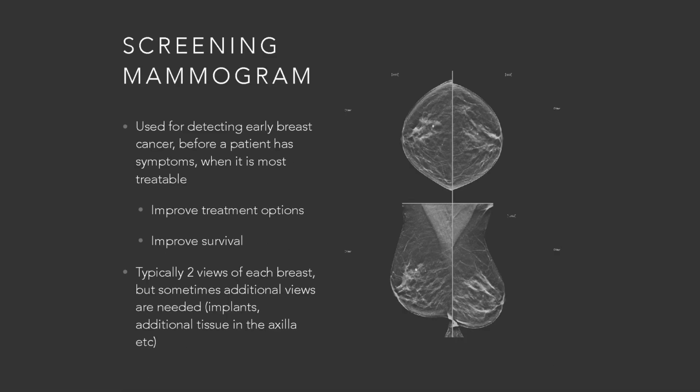So for a screening mammogram, we're talking about finding breast cancers before the patient has symptoms. As I mentioned before, that's going to improve treatment options and improve survival. Typically, this is going to involve 2 views of each breast. So the top images are CC view or craniocaudal, and bottom images are MLO view or mediolateral oblique. Sometimes we'll need additional views if there are implants or we are having a hard time including all the tissue in those 2 standard views.